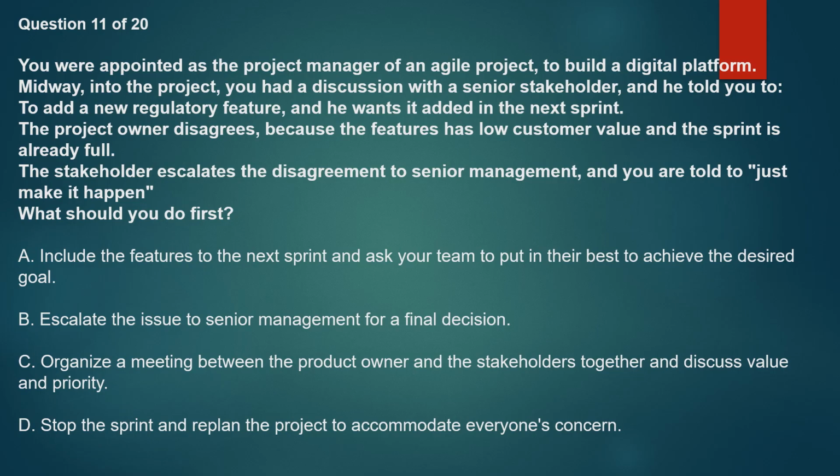What should you do? A. Include the feature in the next sprint and ask your team to put in their best to achieve the desired goal. B. Escalate the issue to senior management for a final decision. C. Organize a meeting between the product owner and the stakeholders together and discuss value and priority. D. Discuss the sprints and replan the project to accommodate everyone's concern.